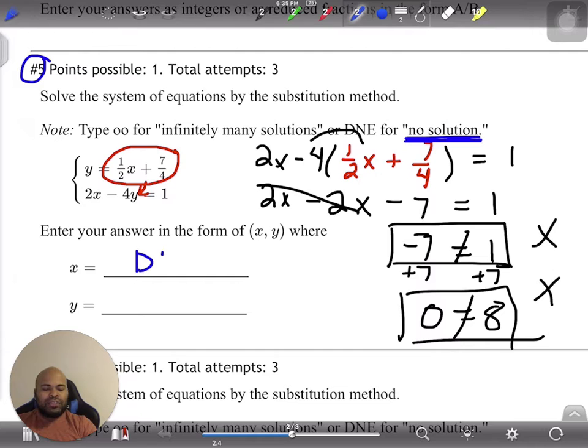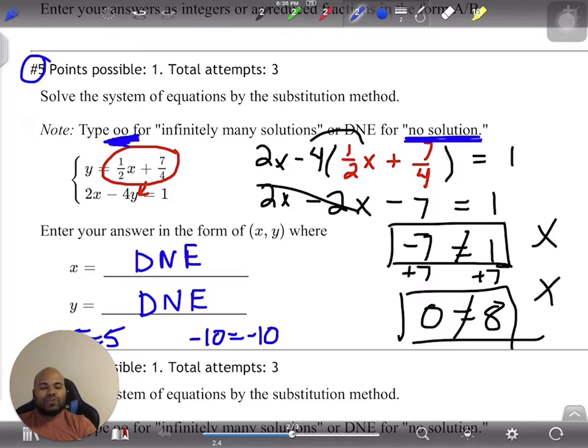So you're going to enter D and E for both of them according to my instructions, okay? Now, if this was a true statement like before, where we did 0 equals 0, or 10 equals 10, you will use the double zeros, which means infinitely many solutions when you get a true statement. So these are not true statements. If you get negative 10 equals negative 10, that's a true statement. If you get 5 equals 5, that's a true statement. If you get 0 equals 0, that's a true statement, and you will enter this right here. But if not, D and E, no solution, does not exist.